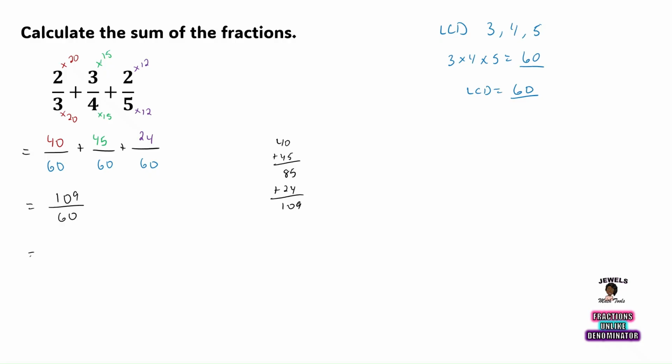Because this is an improper fraction, I will have to convert this into a mixed fraction. 60 can divide into 109 once. That will leave me with a remainder of 49, and my denominator of 60 will remain the same. Since these two numbers have no common factor, 1 and 49/60 will be my solution for this question.